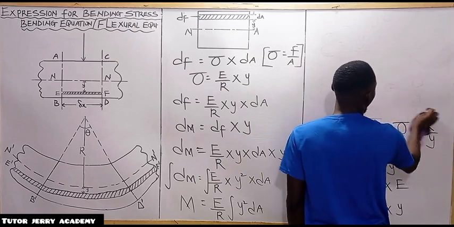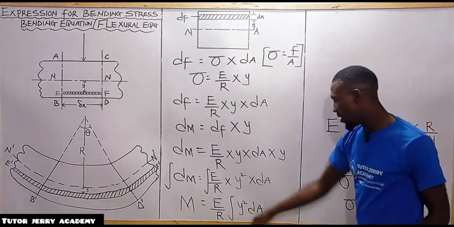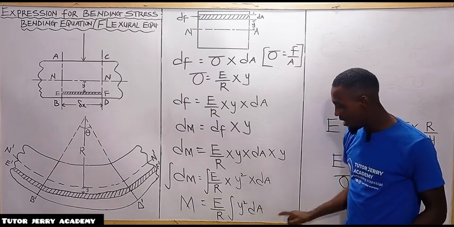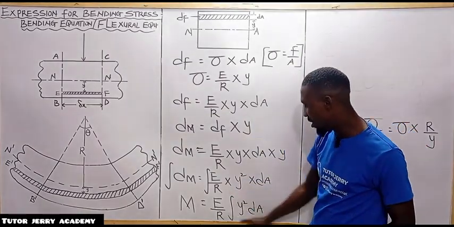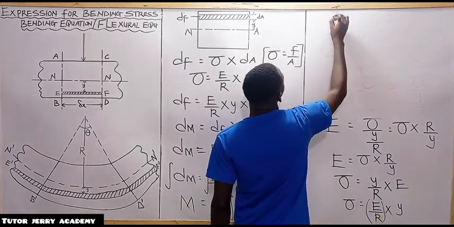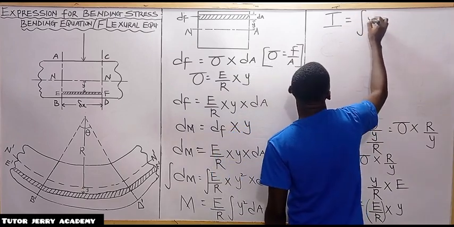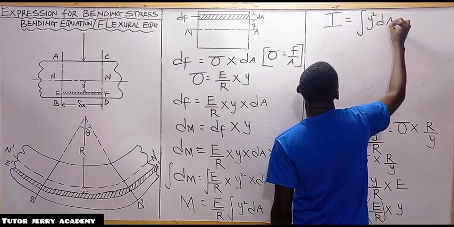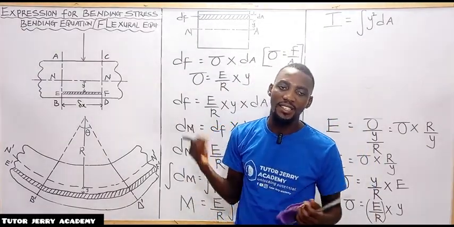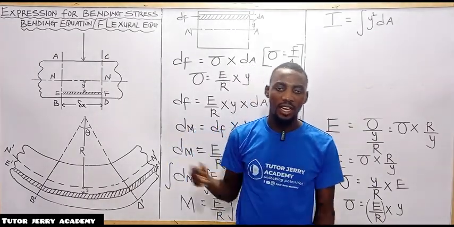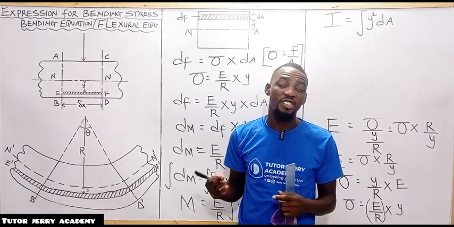All right. So it is nothing but a moment of inertia. Note that what we have here is nothing but a moment of inertia, which is what? Which is I. I is equals to the integral of y squared dA. Please take note of that. So that is the second moment of area, or moment of inertia about the neutral axis.